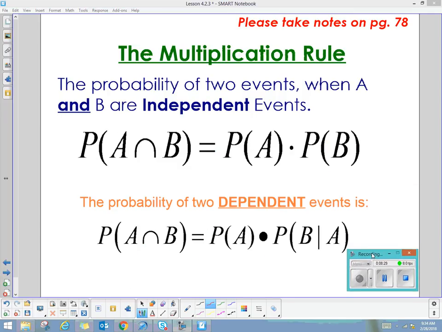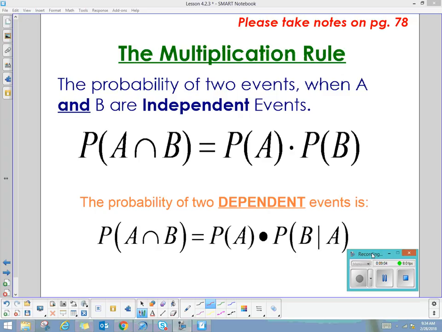Okay, so page 78 should be blank in your workbook. Why don't you go ahead, write down the following. By definition, the multiplication rule is defined as the probability of 2 events when A and B are independent. So when A and B are independent events, we can use the following formula. Please notice if A and B are dependent events, we should use the following formula towards the bottom of the screen.